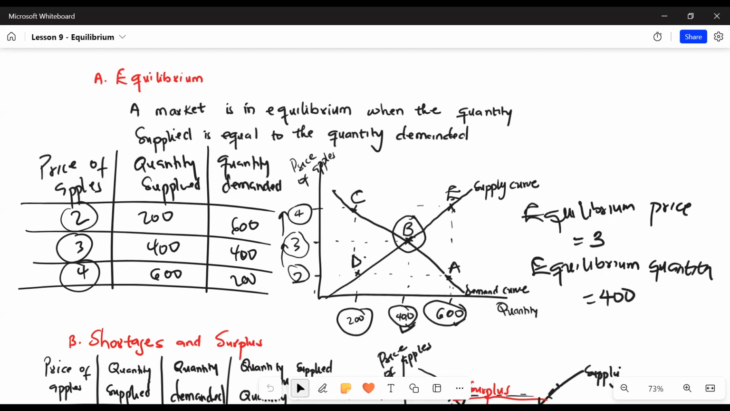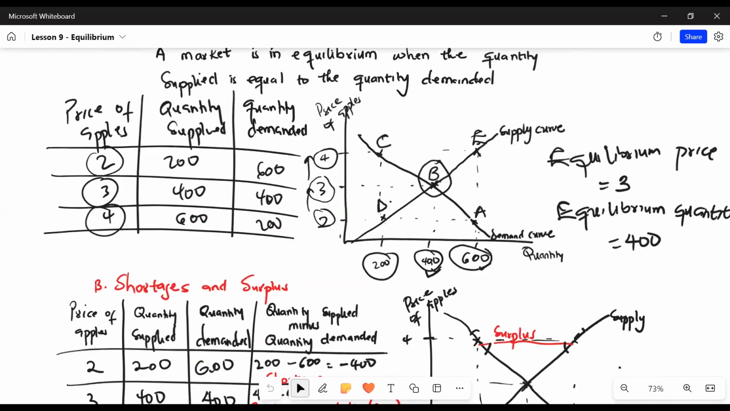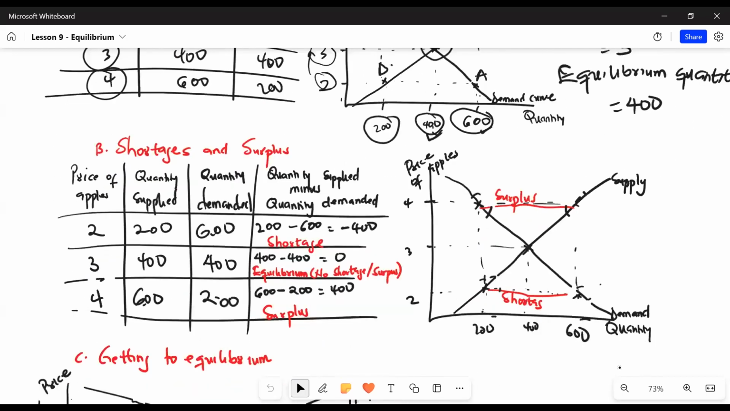So we see here that at prices above the equilibrium, demand and supply are not equal. At prices below the equilibrium, demand and supply are also not equal. The only point at which demand and supply are equal is the equilibrium point. Now let's look at what we call shortages and surpluses. That is what happens when prices rise above the equilibrium price or fall below the equilibrium price.